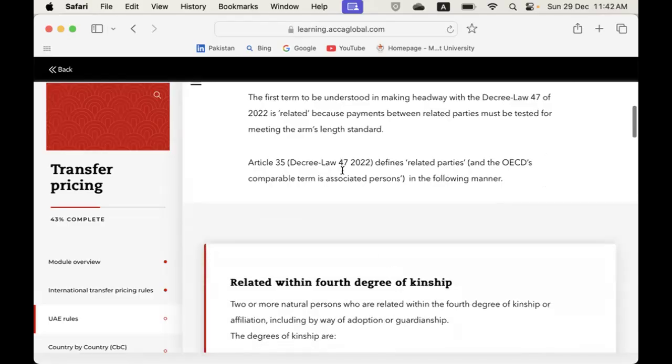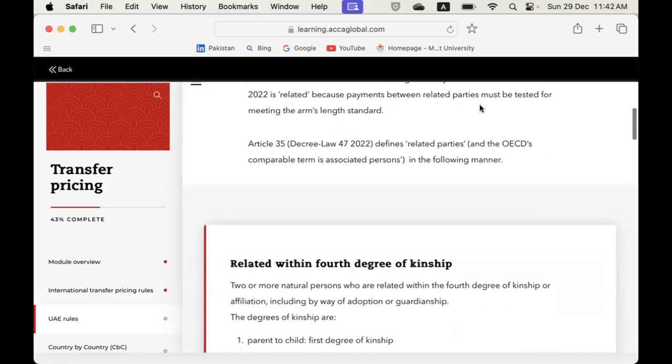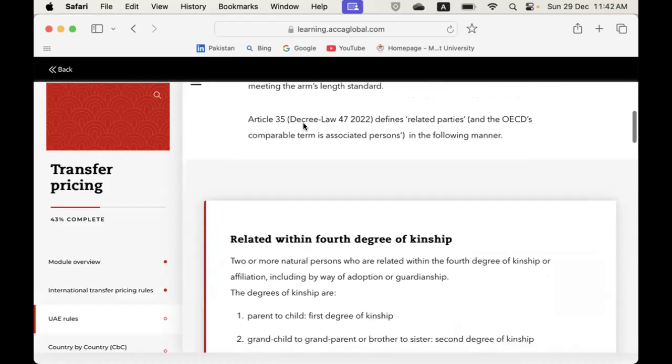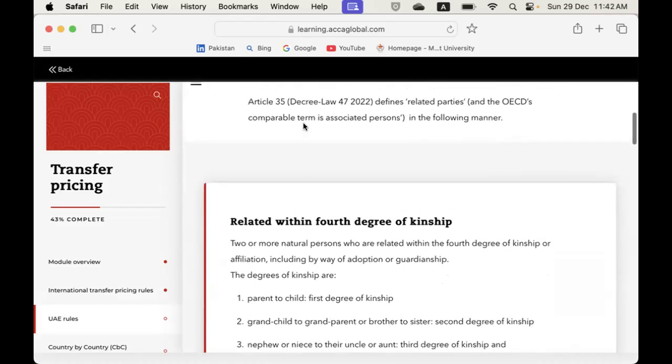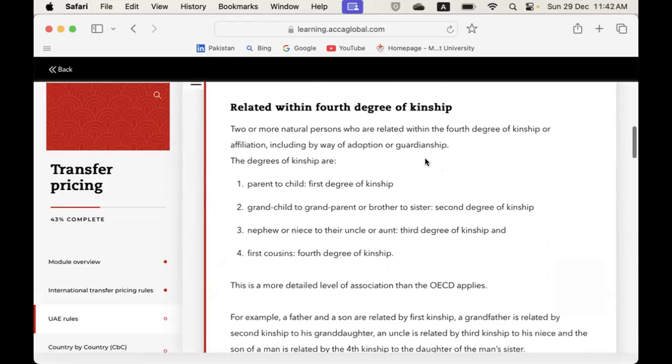The first term to be understood in making headway with the decree law is related parties, because payments between related parties must be tested for arm's length. So which article addresses it? Article 35 defines related parties and the OECD's comparable term, associated enterprises, in the following manner.